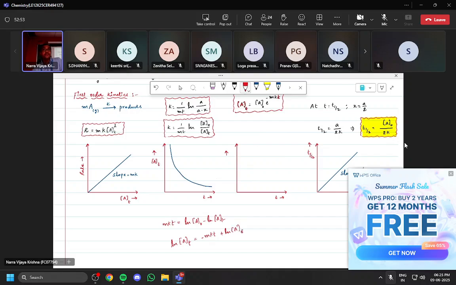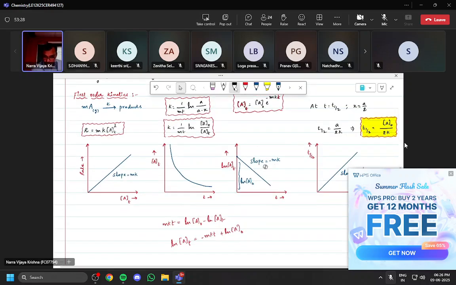Correct, sir? So if I plot a graph between log At versus t, how is the graph? Slope negative, intercept positive. Correct? So what is this intercept value? Log A naught, and the slope value is minus MK. Correct? Can we draw it or not?